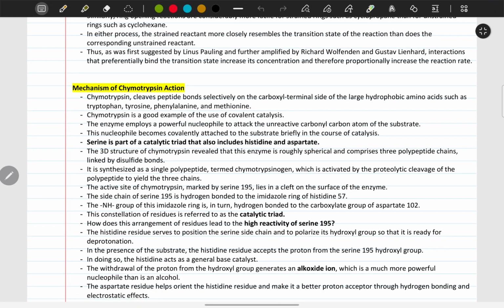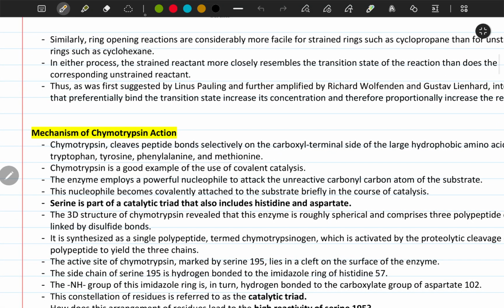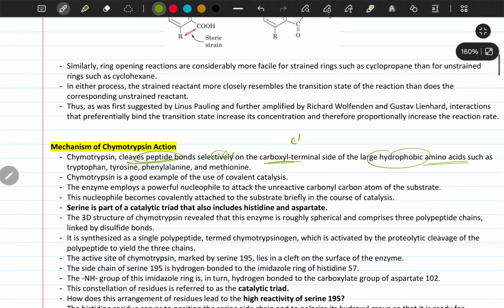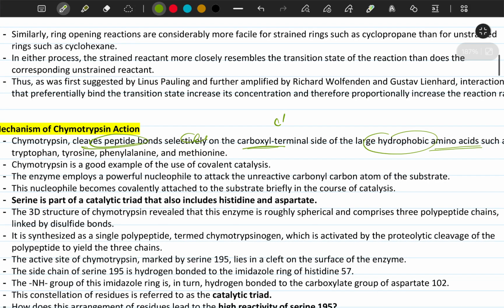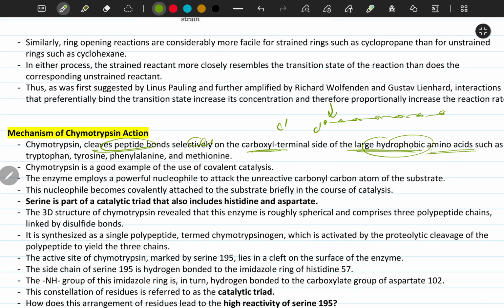So let us continue. We'll start with the mechanism of chymotrypsin action. What does chymotrypsin do? It cleaves the peptide bond selectively on the carboxyl side of the large hydrophobic amino acids such as tryptophan, tyrosine, phenylalanine and methionine. So a big chain is there, and this chymotrypsin comes and cleaves from the carboxyl terminal side of large hydrophobic amino acids like tryptophan, tyrosine, phenylalanine and methionine.